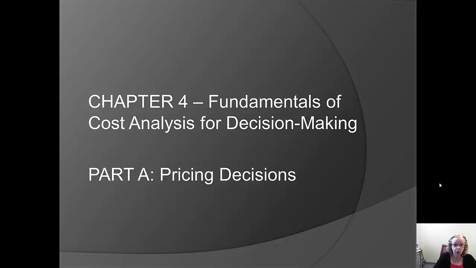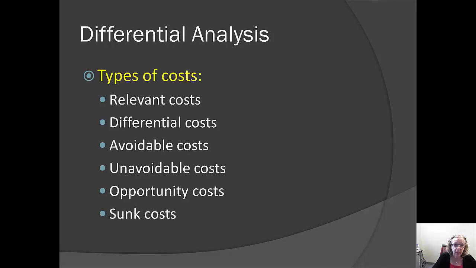We will explore ways that cost information can be used to make short-term strategic decisions. Part A focuses on making pricing decisions. At what price should we sell our products? In order to understand this, we need to talk first about different types of costs.